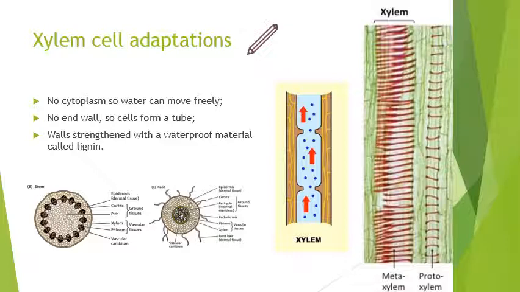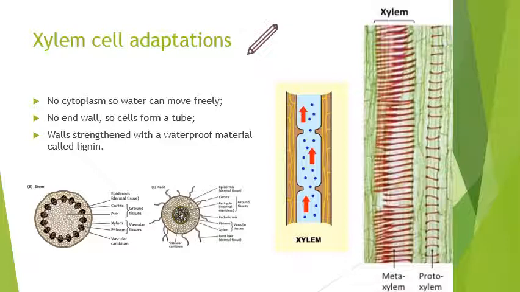So the first one, which I haven't even mentioned yet, or only implicitly, is that they don't have any cytoplasm. That is a good thing in their case, because that means that the water can move freely. Imagine having to make your way through the cytoplasm. No, really, this would be very difficult. So xylem cells are just like empty, hollow tubes because their cytoplasm has disappeared. Once they're finished differentiating, they have no cytoplasm. And like I've said several times already, they have no end wall, so the cells form a tube. And finally, I've mentioned this in, I think, part 1 of this lesson. The walls of the xylem vessel are strengthened with something called lignin, which is waterproof, so the vessels won't leak.